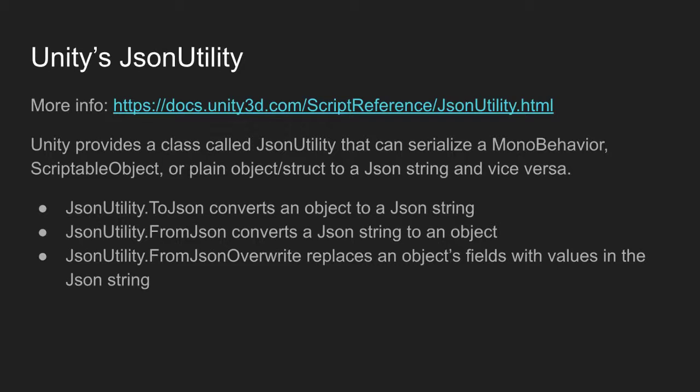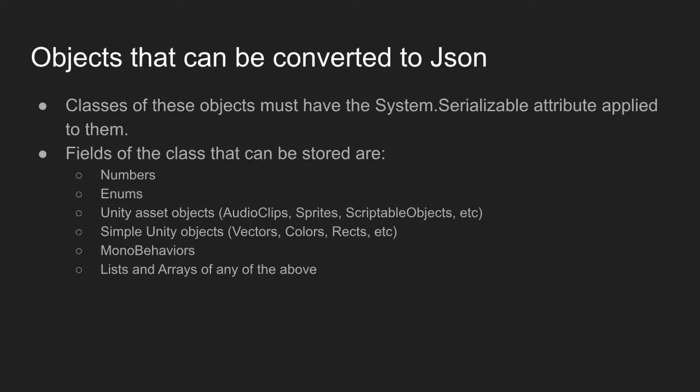Okay. It also provides a function that instead of creating a new object from the JSON, just overwrites its values, which you can use for, say, monobehaviors, since you can't just create a new one without attaching it to an object. Yeah, as I mentioned, another type of object that you can save to JSON is a class that you make that has any of these, or lists and arrays of those. You have to use the System.Serializable attribute, which also lets Unity show the object's attributes in the inspector, actually.